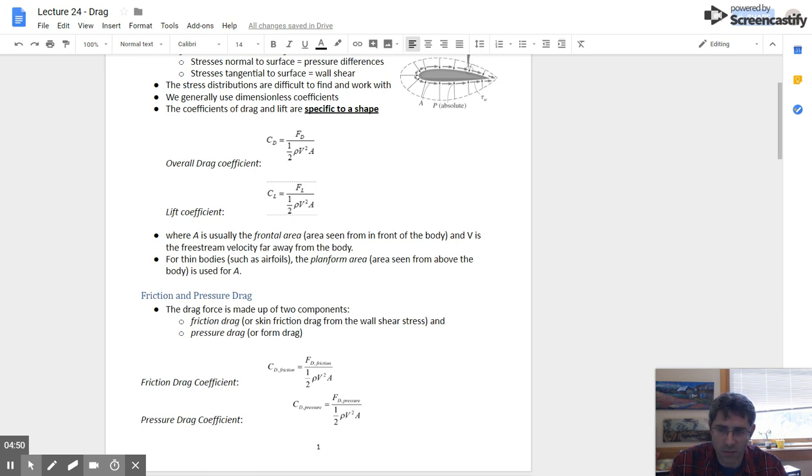But the other thing that's important here is that A is the frontal area when we're talking about most objects, especially when we're dealing with drag calculations.